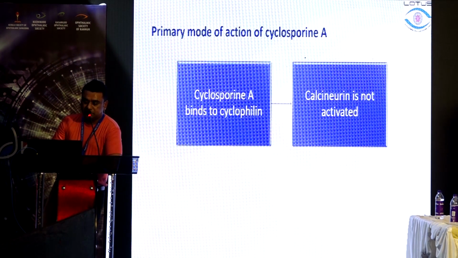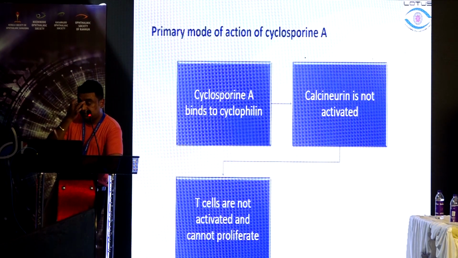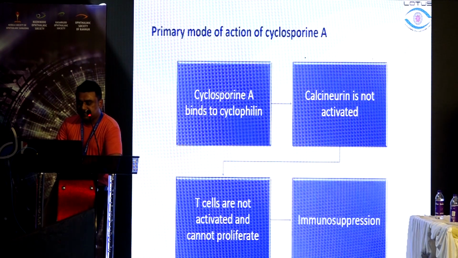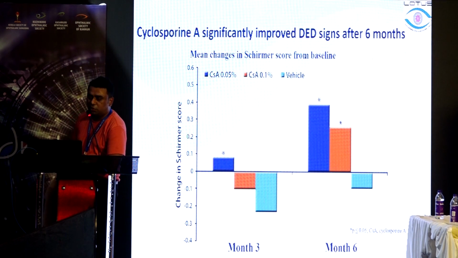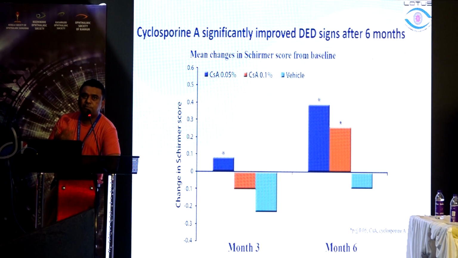How does it work? It binds to cyclophilin, the calcineurin is not getting activated, so the T cells can't proliferate. Finally, there is a complete immunosuppression. But clinically, what do we want? We want the improvement in the symptomatology of the dry eye. How do we do it?